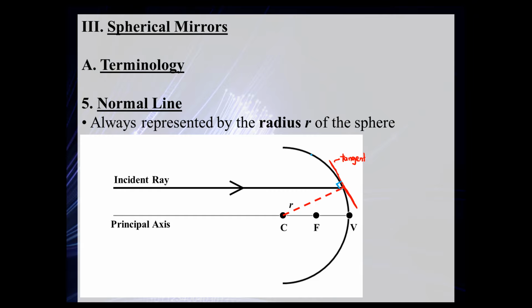Now, once we have the normal line, then we can measure the angle of incidence, which would be theta 1. Again, theta 1 is always measured with respect to the normal line. And the law of reflection tells me the angle of incidence theta 1 is equal to the angle of reflection theta 2. And then we can draw the reflecting ray. It just so happens here that the reflecting ray bounces back through the focal point, but we'll talk more about that when we get into some of the rules that are going to be used to predict where an image is formed.